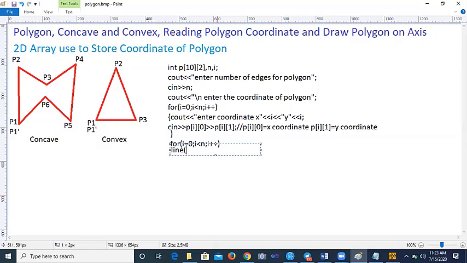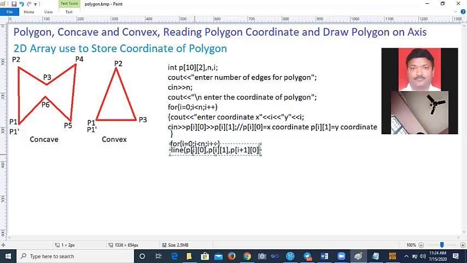Suppose my starting point is p1, and p2 is my next ending point. What are those coordinates? P of I 0 is my first coordinate, then P of I 1. This is my P1 coordinates x0 y0, suppose x1 y1. Then go for P of I plus 1, I plus 1 0, which means my next coordinates, P1 to P2. Suppose I am going to draw the line P1 to P2. I is suppose 0, 0 plus 1 becomes 1.